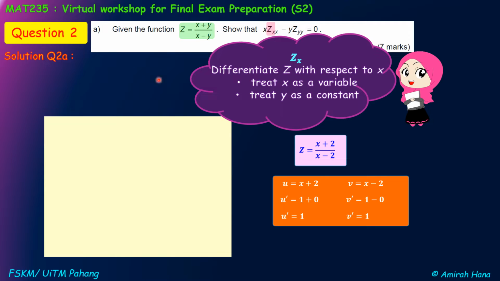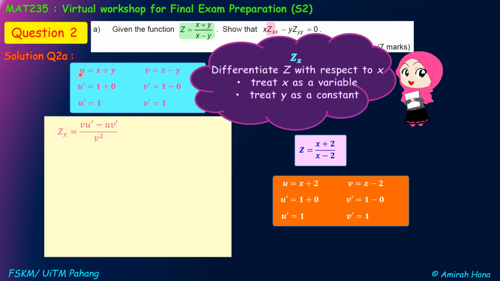So to find z_x for z equals (x plus y) over (x minus y), we use the same technique, the quotient rule. z_x equals (v u prime minus u v prime) over v squared. This is the quotient rule formula. Before that, we need to find u and v, and then find u prime and v prime. From here, our u equals the numerator x plus y, and v equals the denominator x minus y.